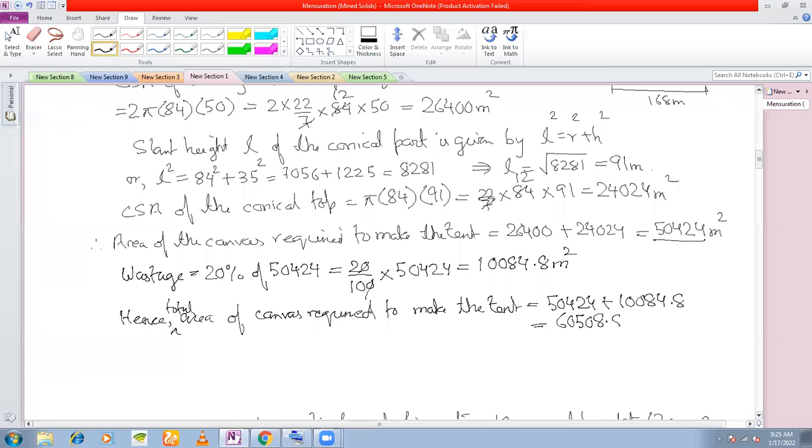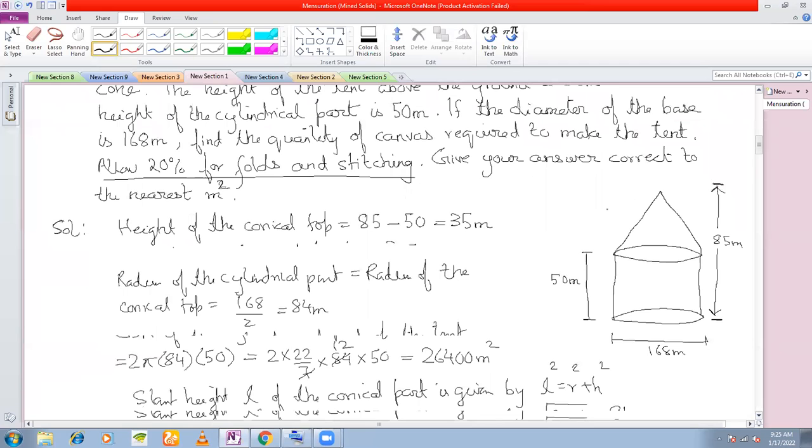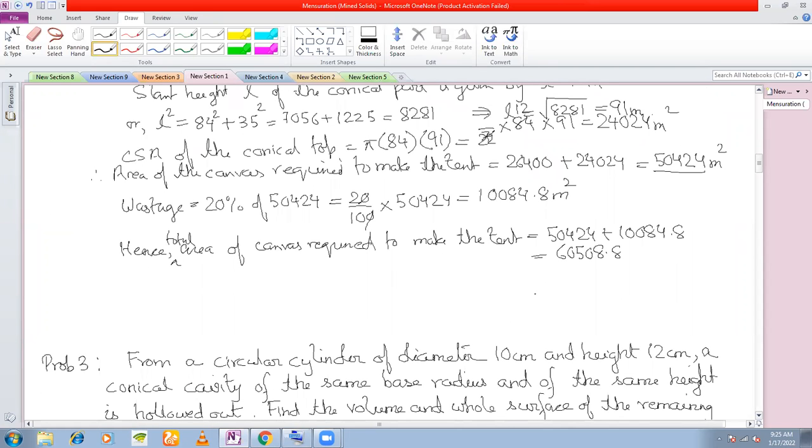60,508.8. But since they have asked you, if you see the question, they have asked you to give an answer correct to the nearest meter square. The nearest meter square will be 60,509, correct to the nearest meter square. Okay. So that finishes the second problem also.